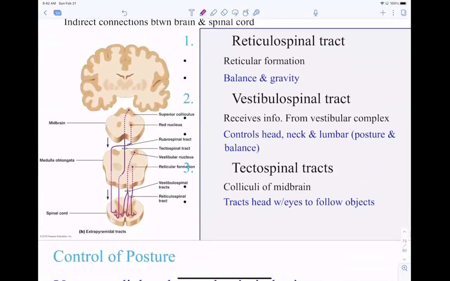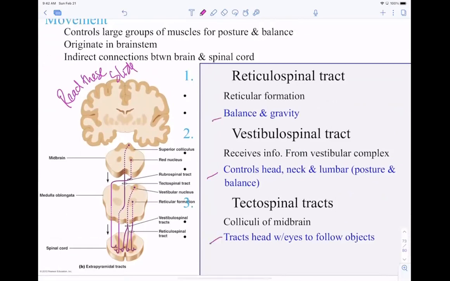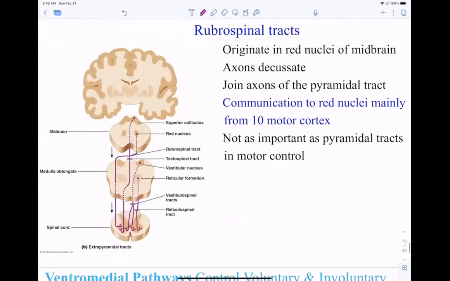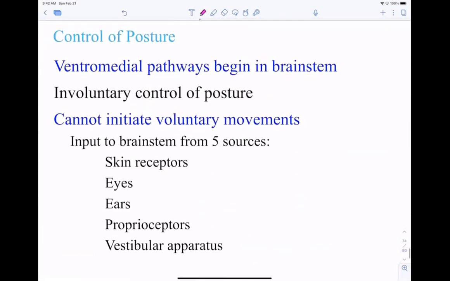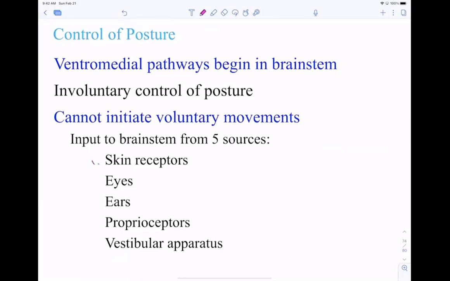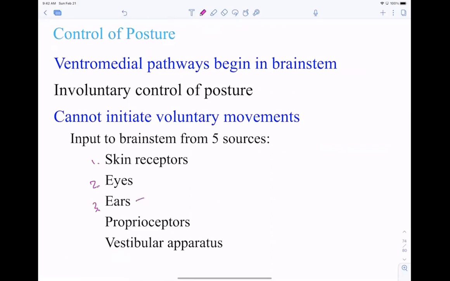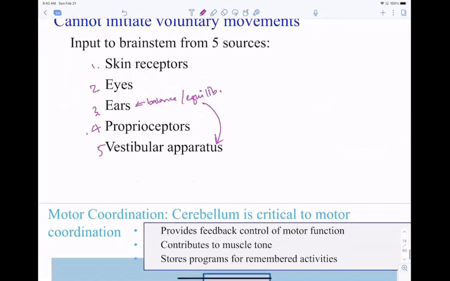And I'm not getting really too into the tracks, but you need to read these slides. And I'm not going to redo the slides. It's very straightforward, right? And so these tracks all control your posture. And you have these 5 input, right? You have skin receptors, eyes, ears, right, for balance and equilibrium. So that's the vestibular complex. Proprioceptors from your skeletal muscles, tendons, and joints, and the vestibular apparatus, which is ears. So I don't know why it has that twice.